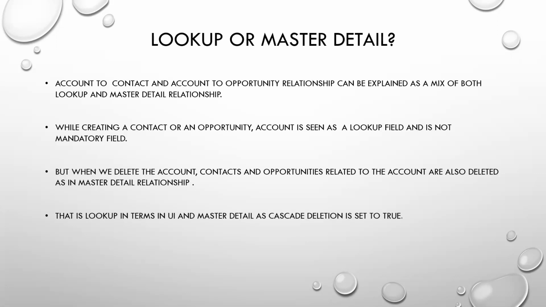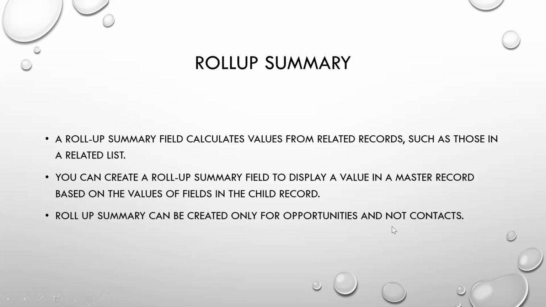So this way, if we see the relation between account to contact and account to opportunity, it can be explained as a mix of both lookup and master-detail relationship. Because while creating a contact or an opportunity, we see this field as a lookup field, and it is also not a mandatory field. And if we delete an account, the corresponding contact and opportunity will also be deleted because these are standard objects, not custom objects.